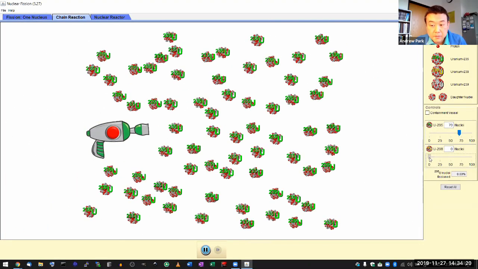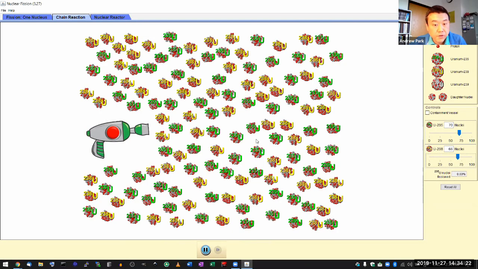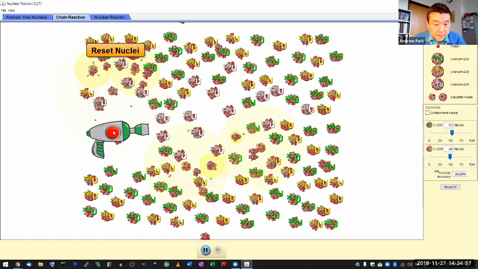Now let me say it's half and half, uranium-235 and uranium-238. This is actually more highly enriched. The process is called enrichment. It's more highly enriched than naturally occurring uranium because it's 50% uranium-235. And watch what happens. The neutron strikes uranium-235, and there's one kind of explosion.